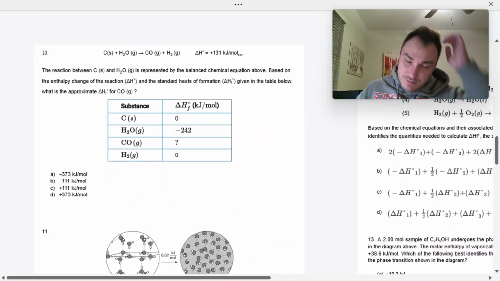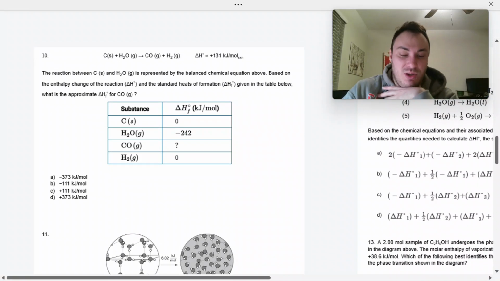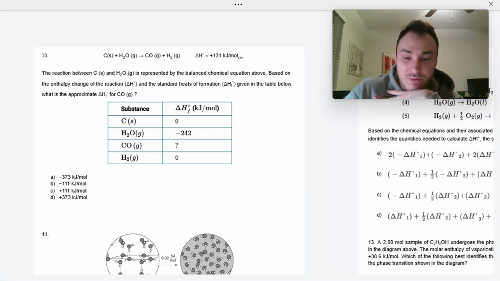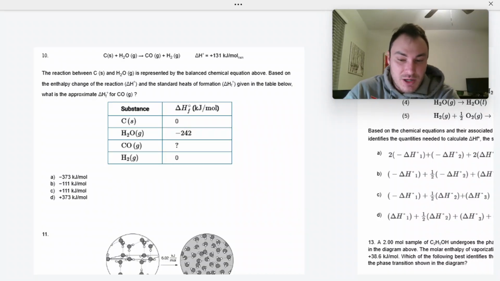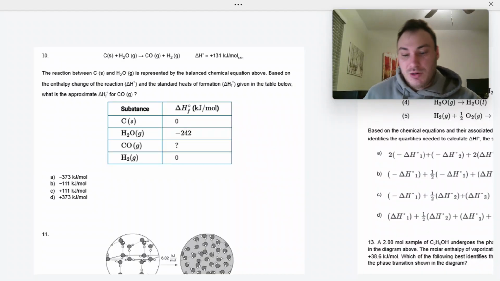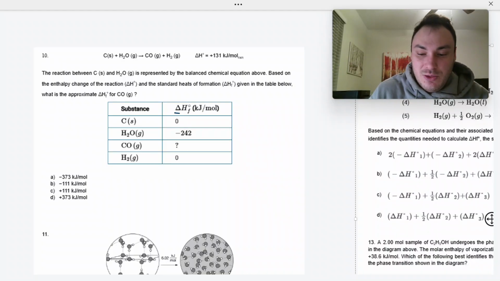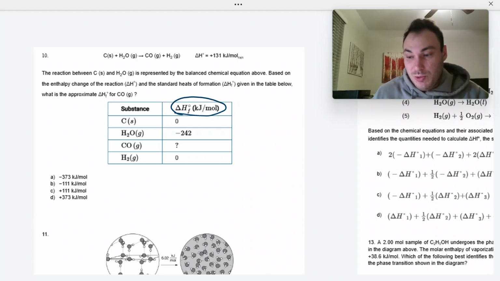Two more pages. The reaction between carbon and water is represented by the balanced chemical equation above. Based on the enthalpy change of the reaction and the standard heats of formation, what is the approximate delta HF for carbon monoxide? So let's just set up our equation. We're given enthalpy of formation. Let's go to our enthalpy of formation equation on the equation sheet.